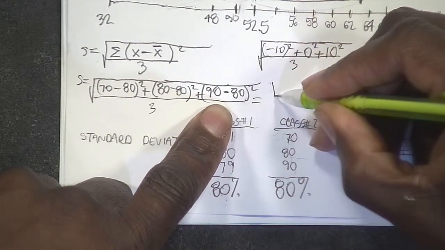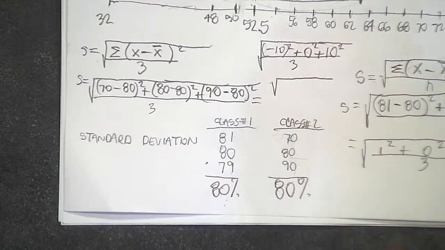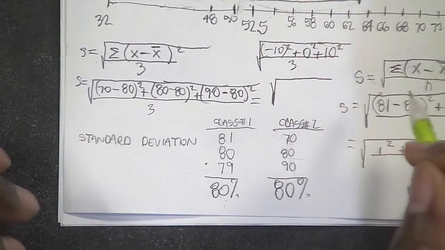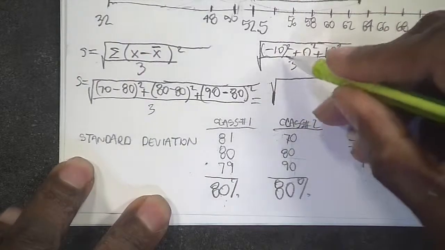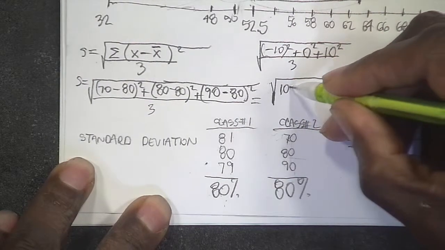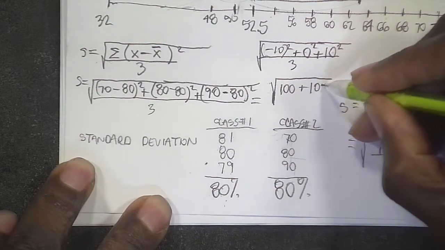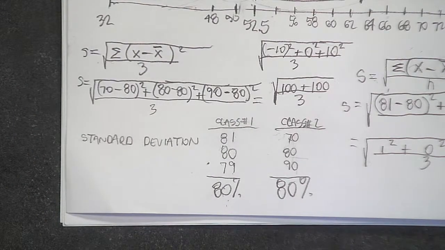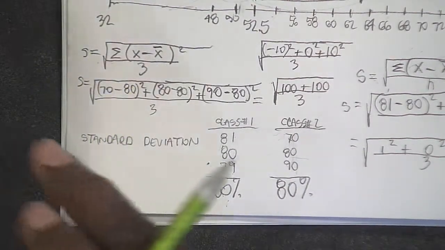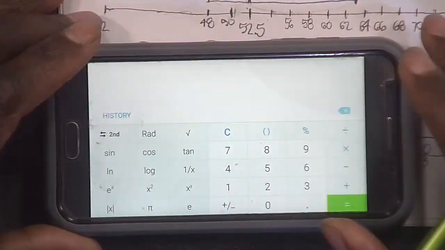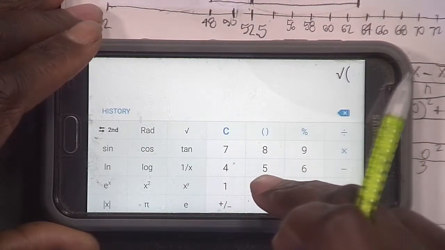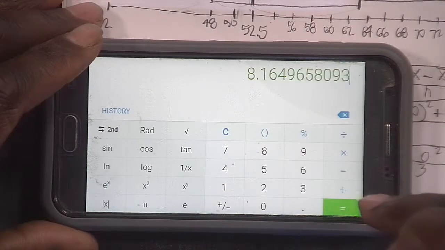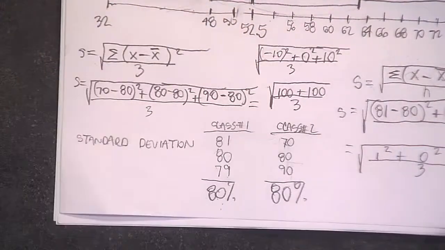Again, my students would be expected just to be able to put this in a calculator and get this without doing it by hand. But I still want them to understand what the calculator's doing to yield the answer quickly. So you square the negative 10, you get 100. You square the 10, you get 100 again. Divide by 3, and you're going to end up taking the square root of 200 divided by 3. Let's put that in the calculator. You get the square root of 200 divided by 3, and you end up with 8.2.